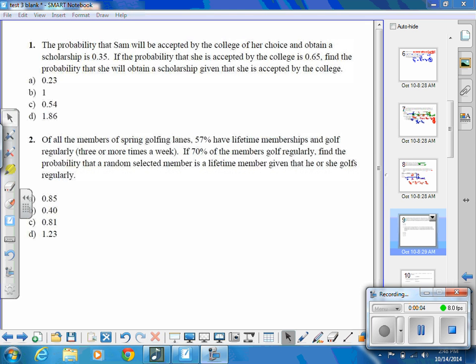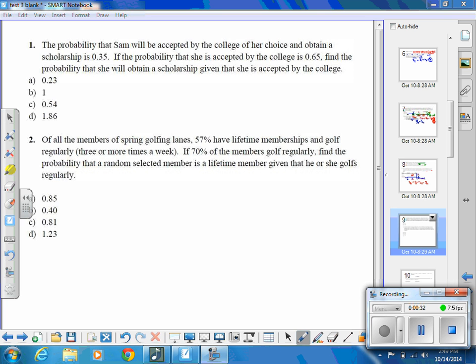Now, let's look at this next set of problems, which has to do with 4.3. So, in section 4.3, you learn about a certain formula, okay? This question says the probability that Sam will be accepted by the college of her choice and obtain a scholarship is 0.35. If the probability that she is accepted by the college is 0.65, find the probability that she will obtain a scholarship given that she is accepted by the college. Okay. Alright, so this is what we do.